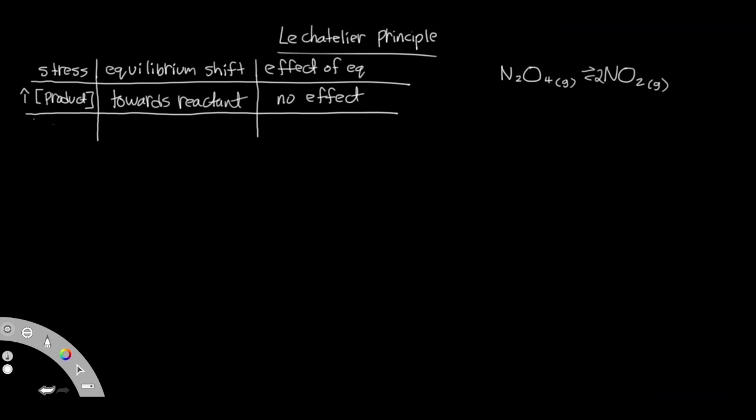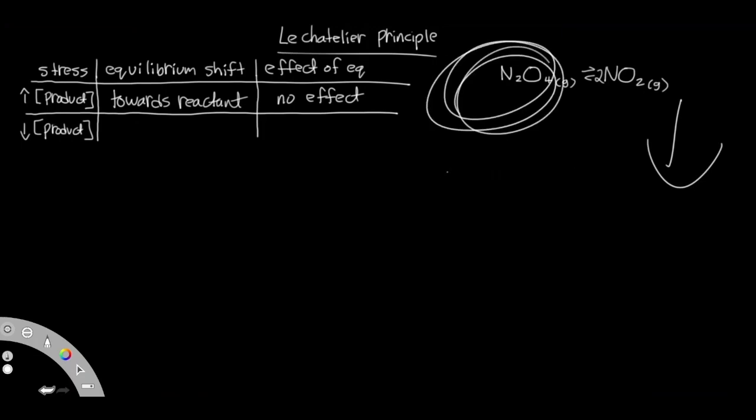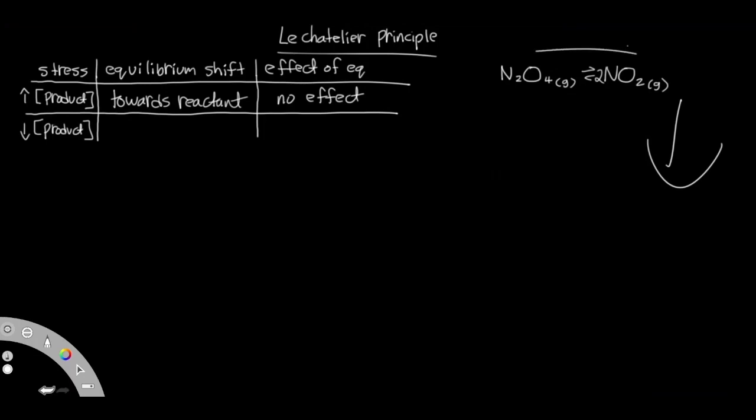Next, we're going to look at a decreased product concentration. What's going to happen? Well, if you decrease this one, imagine if it goes lower, where is all of this going to go in order to alleviate that stress? It's going to go and fill up that area that got removed, to maintain that homeostatic balance again. So if this decreases, it needs to help out. So now this is going to go towards the product. Again, no effect on the EQ.